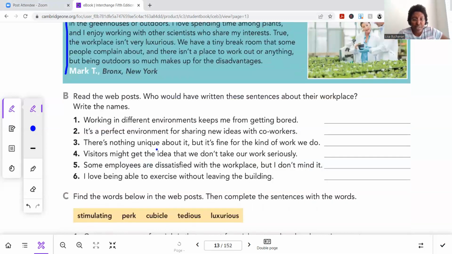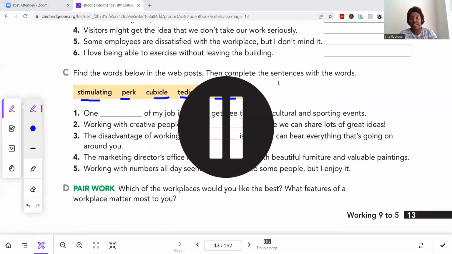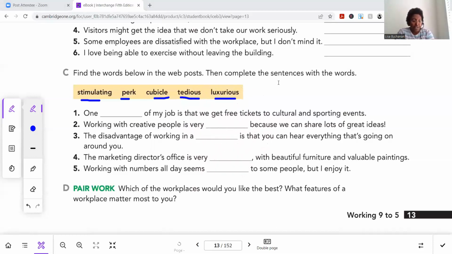Okay, so we are going down to part C here, and we're going to do the fill in the blank. We have 5 words: stimulating, perk, cubicle, tedious, luxurious. So could you put in the correct word? And again, pause the video if you'd like to see if you can get them, and then we can do them together. So let's take a look.